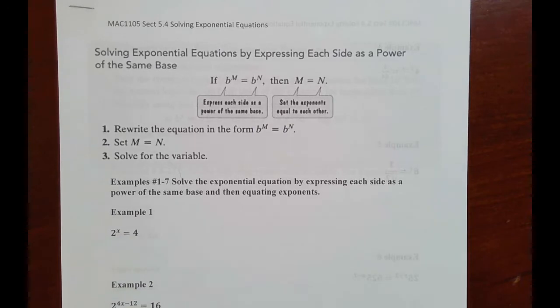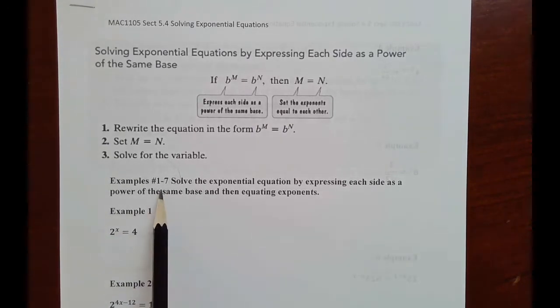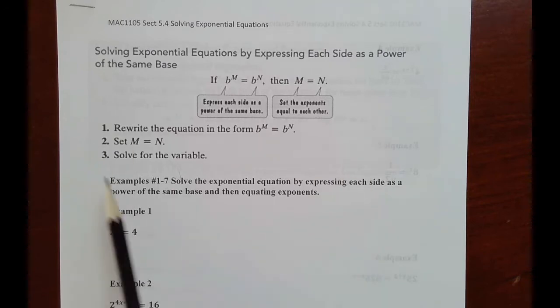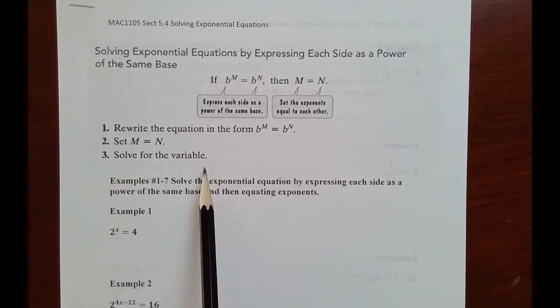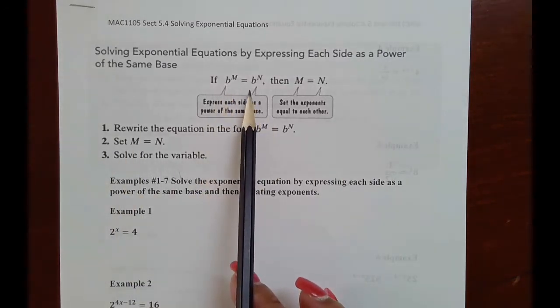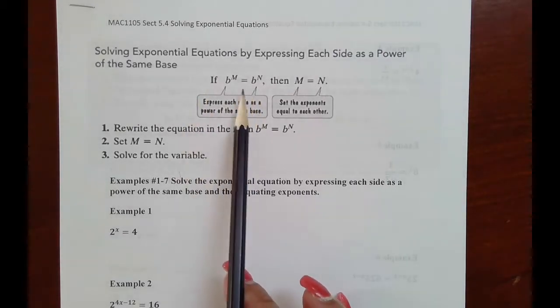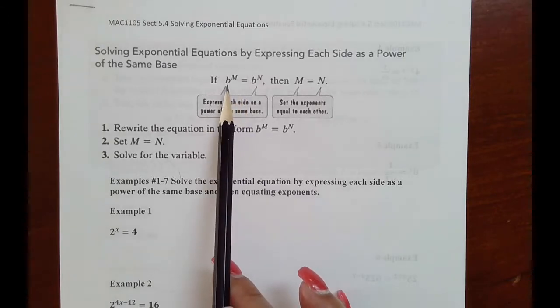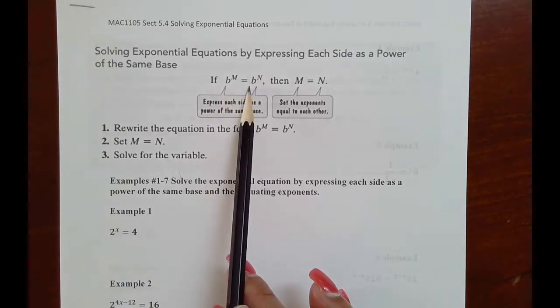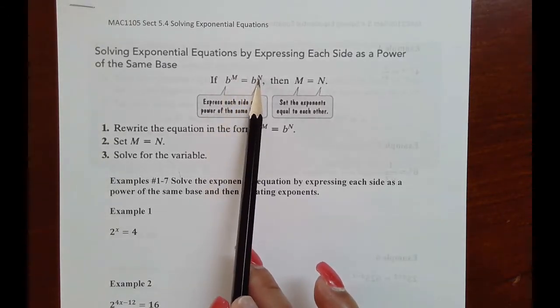So the first group of problems, numbers 1 through 7, you're going to see equations where you can write both sides using the same base. What this procedure or property tells us is that two exponential expressions are equal as long as their bases are equal, then their exponents have to be equal as well.